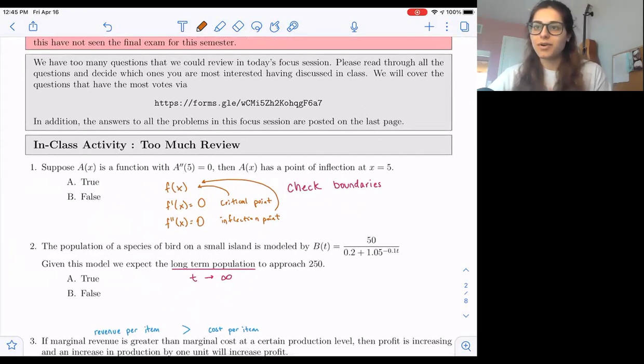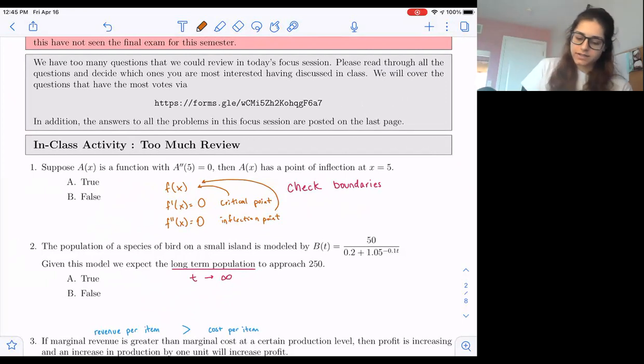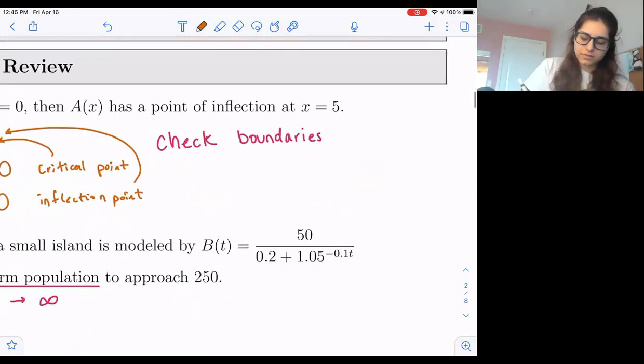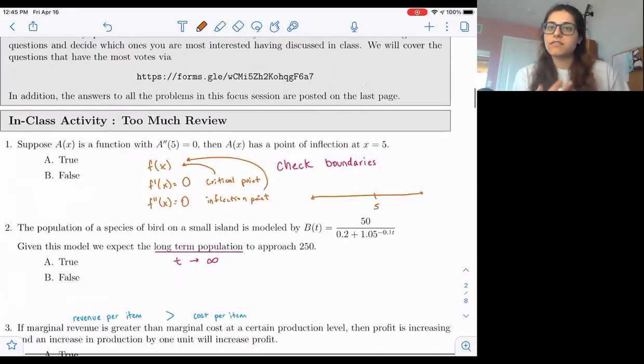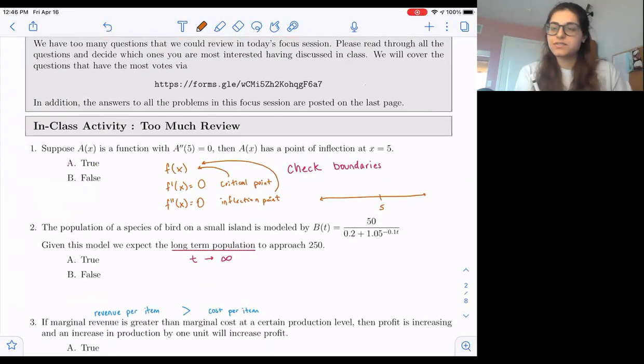But remember, it's probably a trick. There's one key thing you have to do with points of inflection and critical points, and that's to check the boundaries, to do the derivative test, where you draw the number line, you put in 5, and then you check, is it positive or negative on either side? They don't give us the original f of x formula here, so we can't really do that test. So we're not completely certain that we have a point of inflection. We might have a point of inflection there because it equals 0.